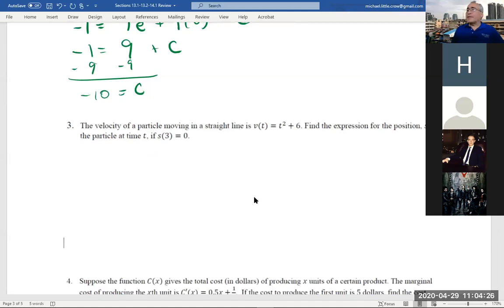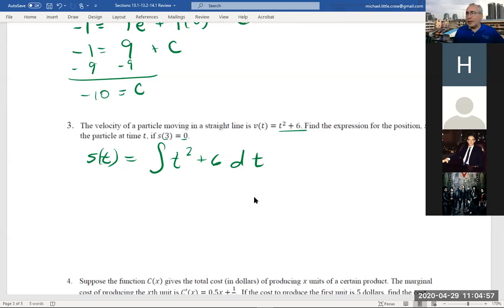Same type of deal. We've got the velocity of a particle moving as this, and we want to find the position function. So we remember that when we integrate velocity, we get the position function. So s of t is going to be equal to the integral of t squared plus 6 dt. And then we've got this point here, s of 3 equals 0. So when we plug in 3 for t, we get 0.